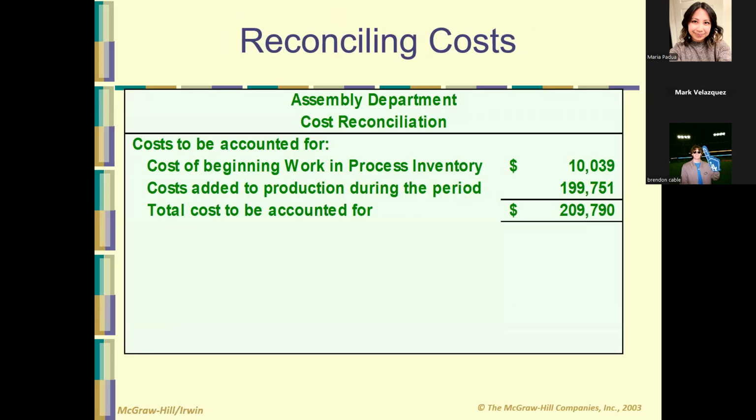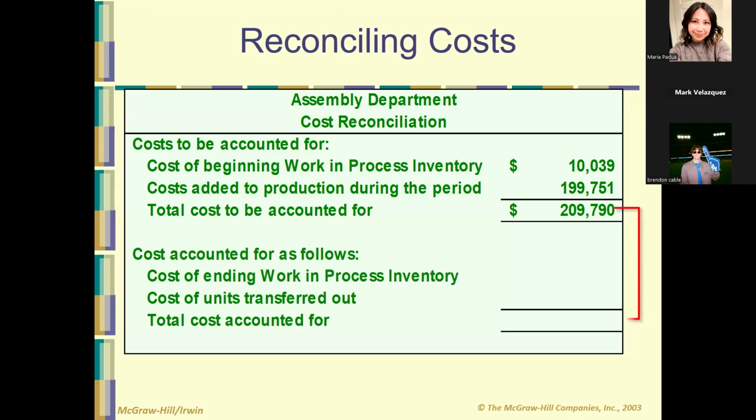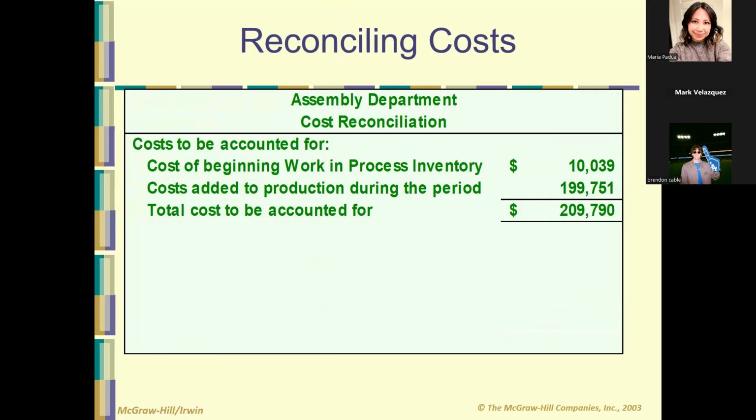I'm going to keep going with these slides and try and work hard to get this thing understandable. Here, now this is a simple what they call reconciliation. We know what the cost was of the work in process inventory. It was 10,039. We'll use these numbers. We knew that from the beginning.